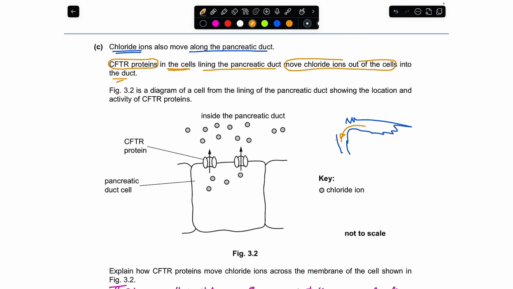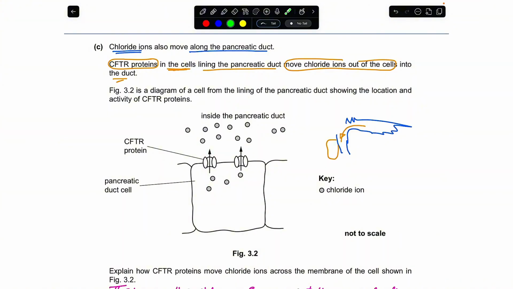Now, here happens to be the presence of some cells. And these cells have these CFTR proteins in them. And the role of the CFTR proteins is that they would excrete the chloride ions out of them so that they come here into the pancreatic duct.